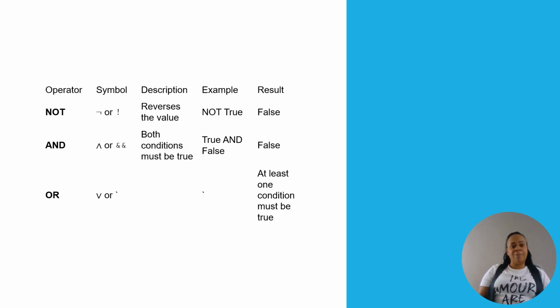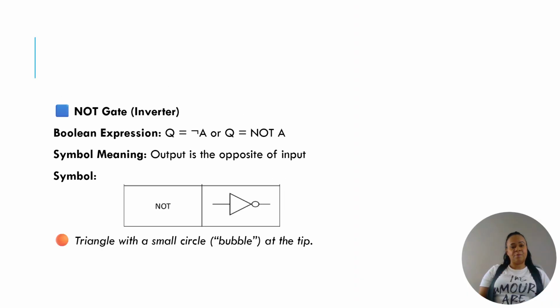Our OR operator, at least one condition must be true. So if one condition is true, then it is met. We'll go into a bit more detail as we go along.